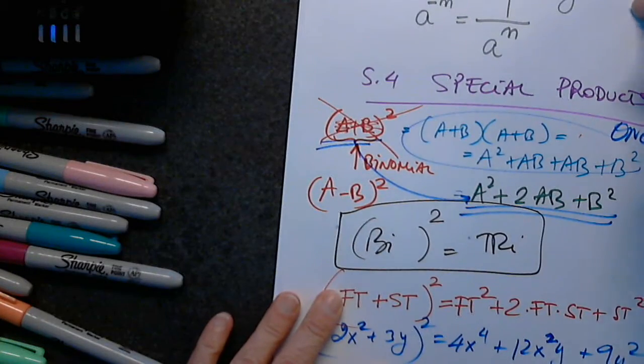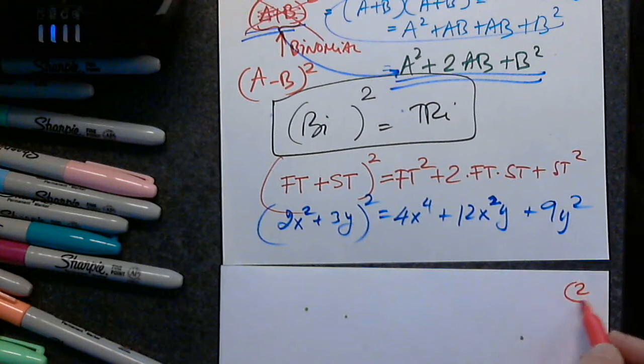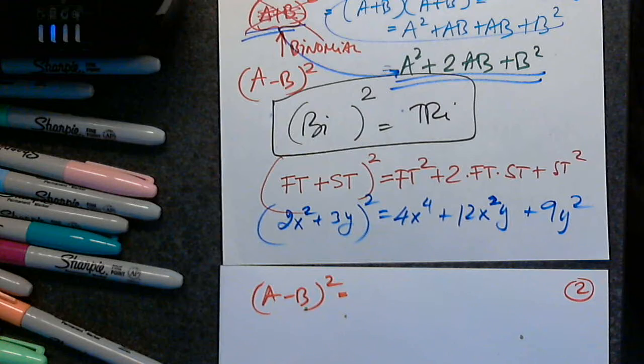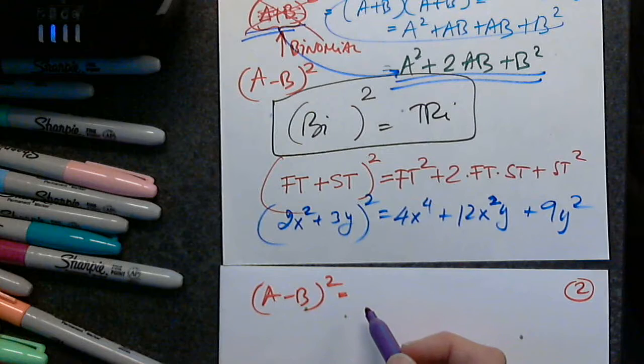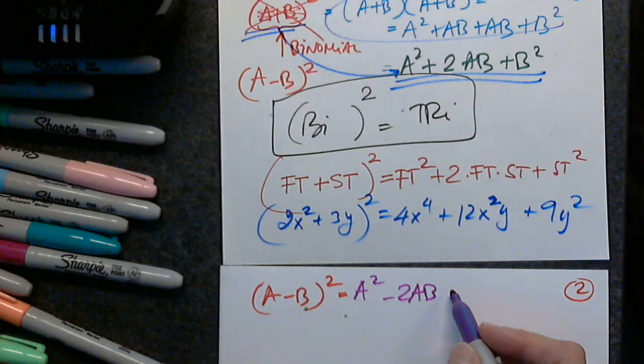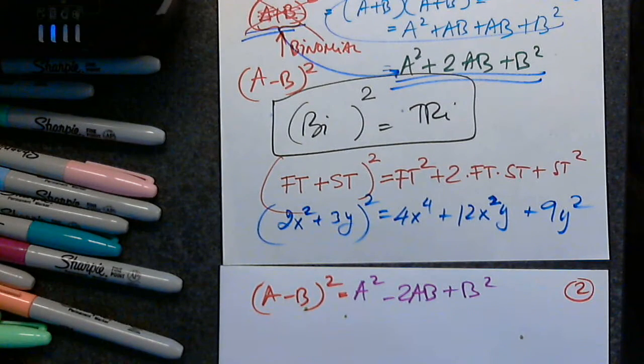So what do you think about the other one with minus? Please make the effort on this now. What do you think I should write for this? Give it a rule for the answer. A squared minus 2AB plus B squared. That's it. Once we understand the pattern, you will see it all the time.